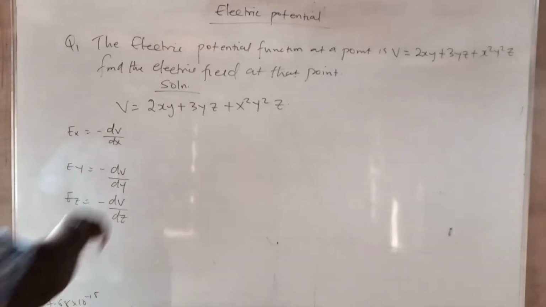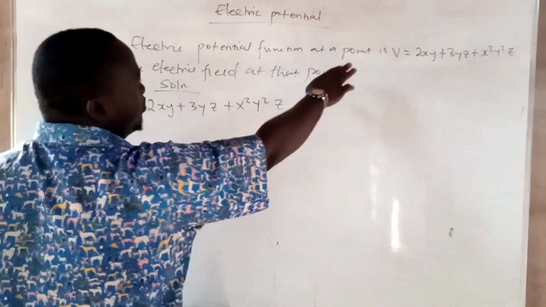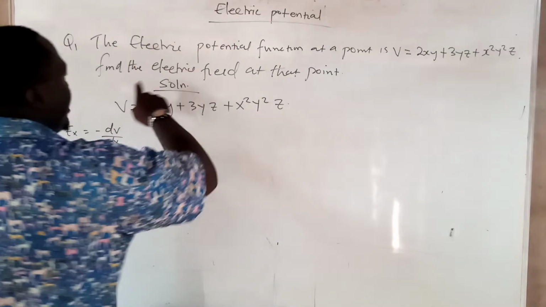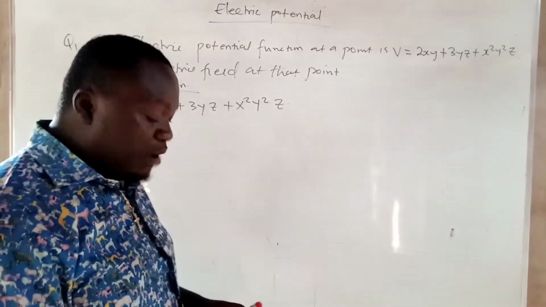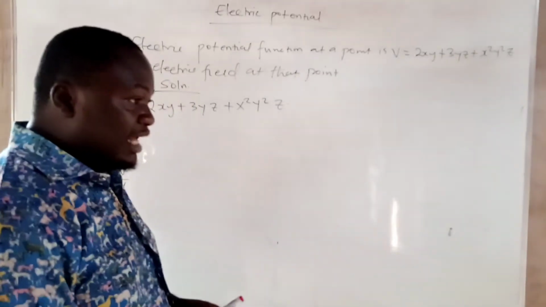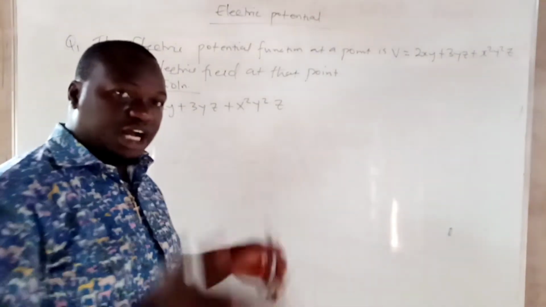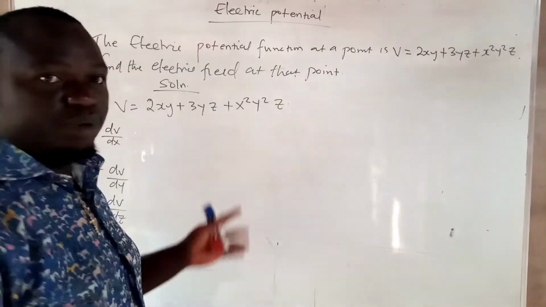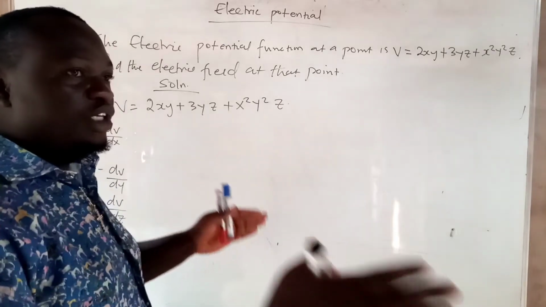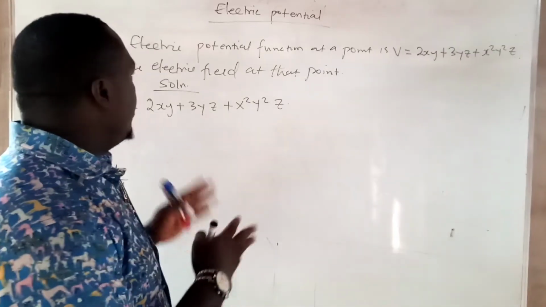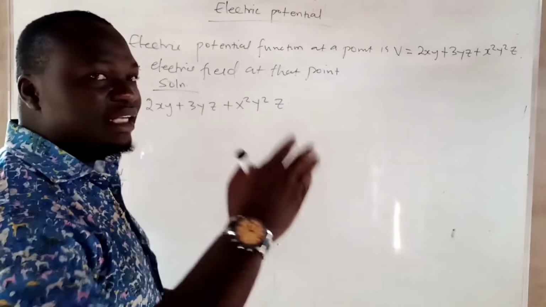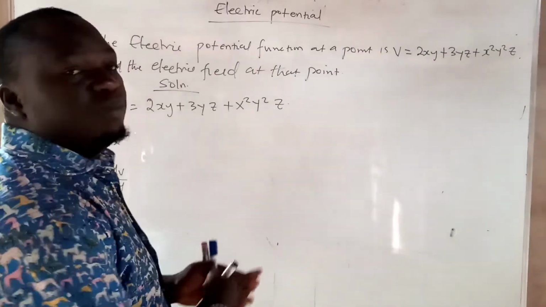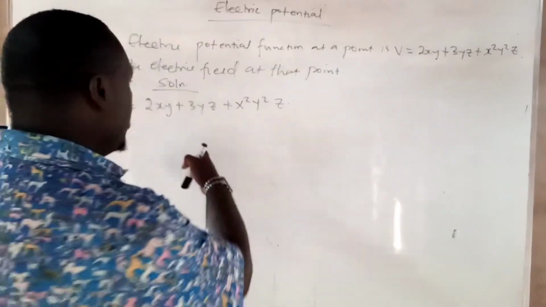Now, the electric potential function at a point V is given as this. Find the electric field at that point. There is one thing I did not mention at the start of this video: if you are given the electric potential and you are asked to calculate the electric field at that point, what you have to do is differentiate the electric potential with respect to x, y, and z, and at the end you add everything together. This is what I'm going to do here.